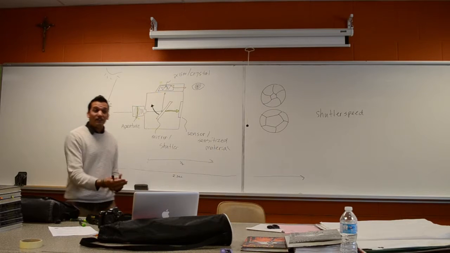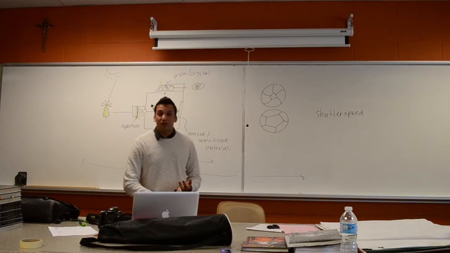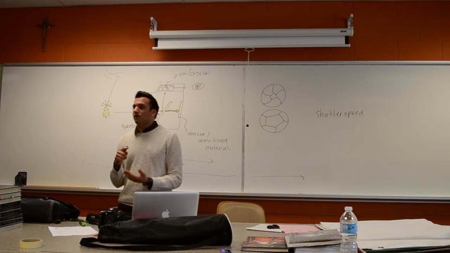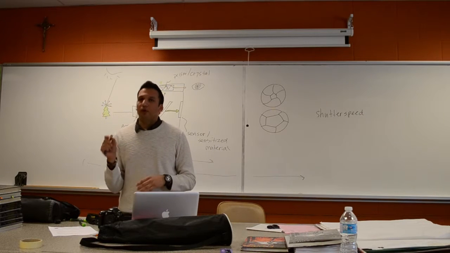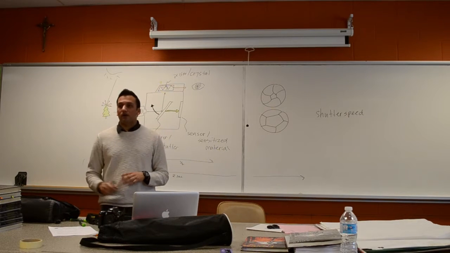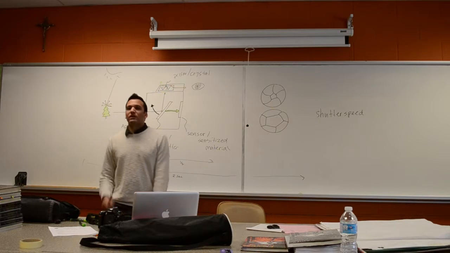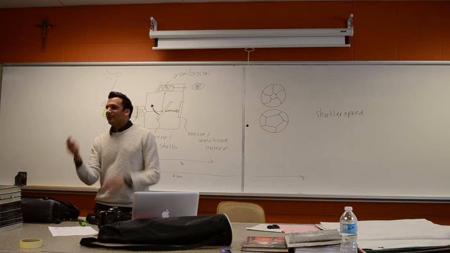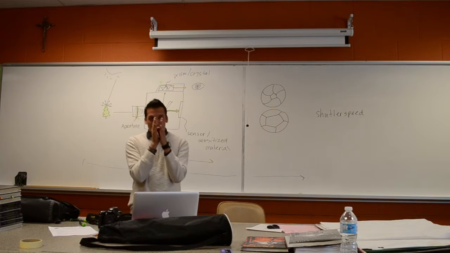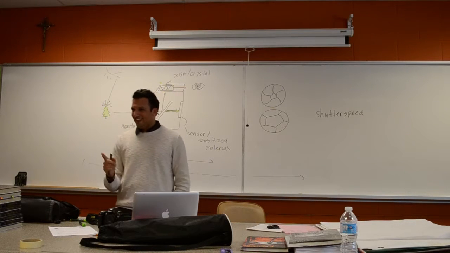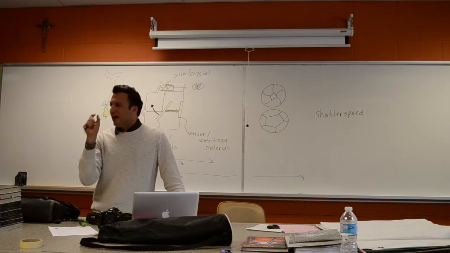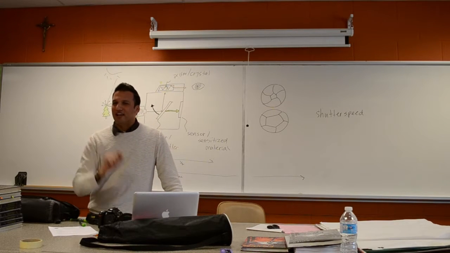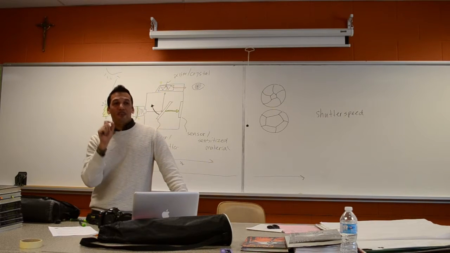Anything faster than that, 1/60th, 1/125th, 1/250th, 1/500th, 1/1000th, those are fast. 1/1000th of a second. So take a second, and then split it up into little sections. 1,000 sections. Try that 10 times fast.